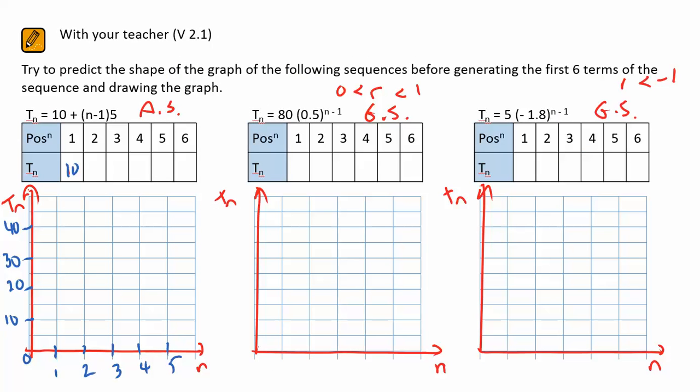Now, V2.1, first instance, we've got an arithmetic sequence, second one a geometric sequence where R's between 0 and 1, and the third instance, a geometric sequence where R is less than -1. Now, each of these problems, we have to set up the grids like so. Actually, this last one, I think we might have to set it up so we've got the 0 in the middle. It's a common mistake that you can make.